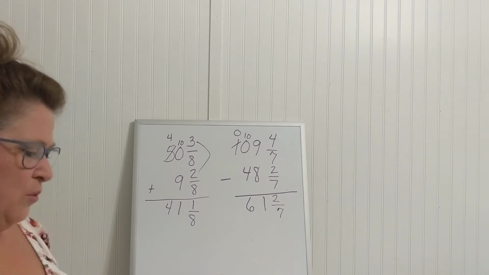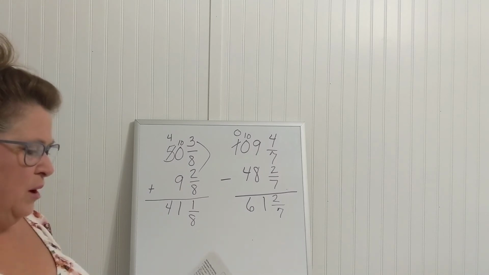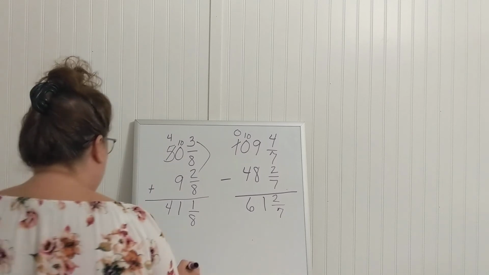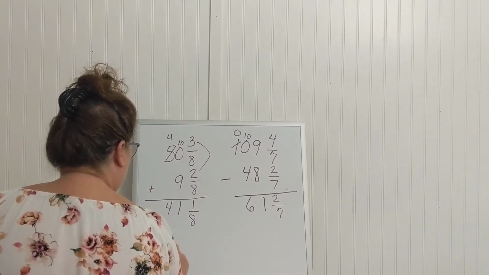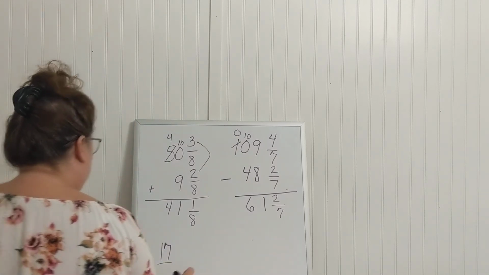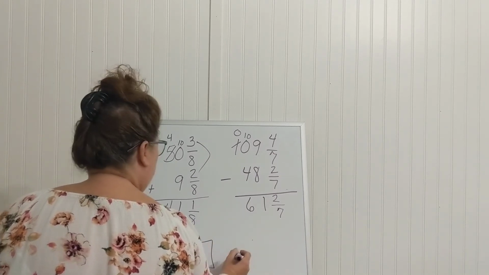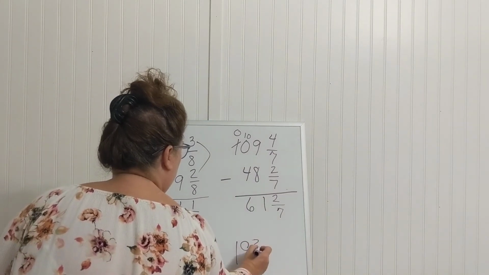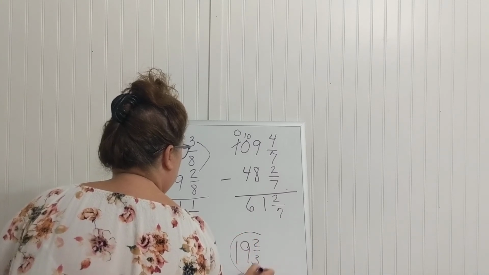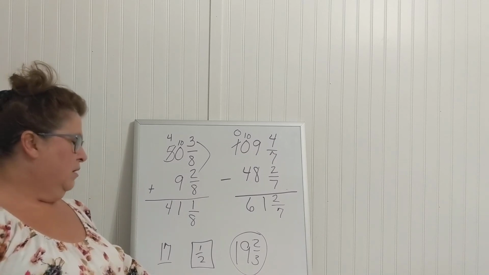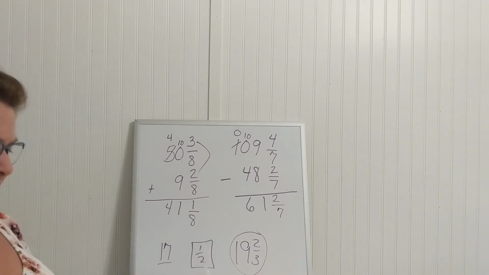All right, so in section number 1, it says circle each mixed number, box each fraction, and underline each whole number. So here is our whole number. We would underline a whole number. We are going to box a fraction, and we are going to circle a mixed number. So that is exactly what our directions are telling us to do. Underline your whole number, box your fraction, circle a mixed number. So you will do that in section number 1.